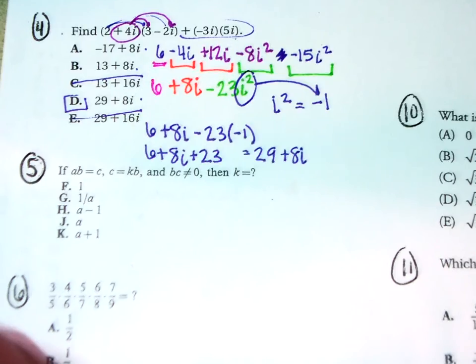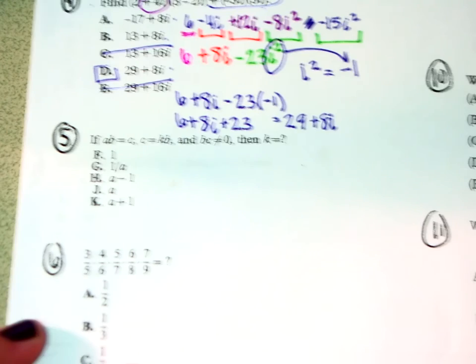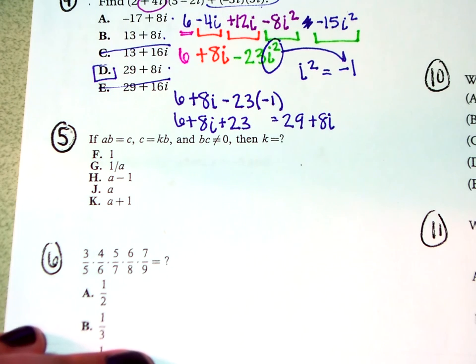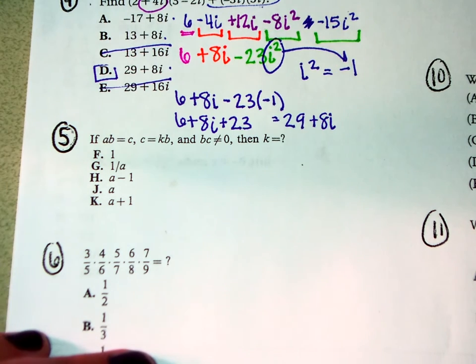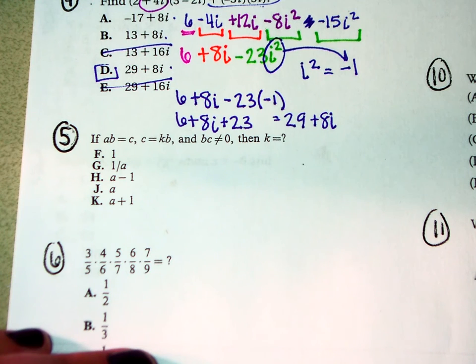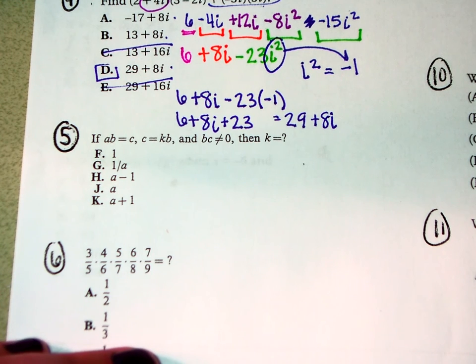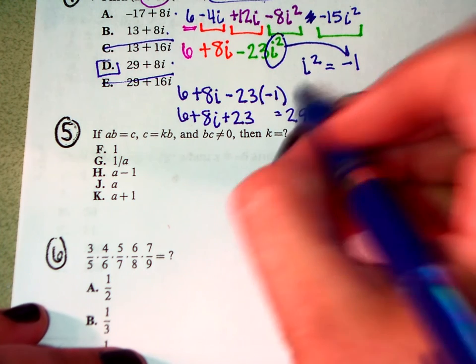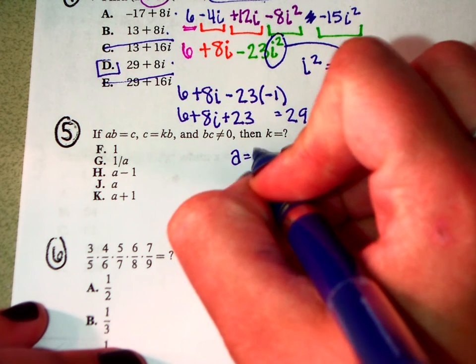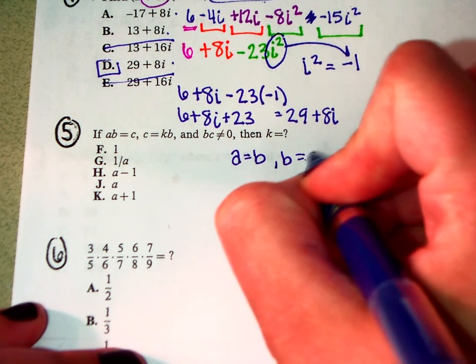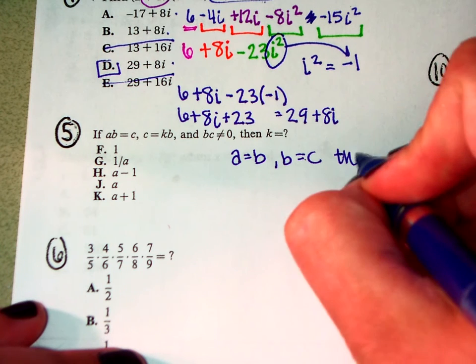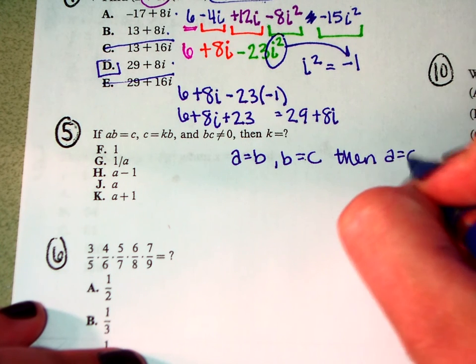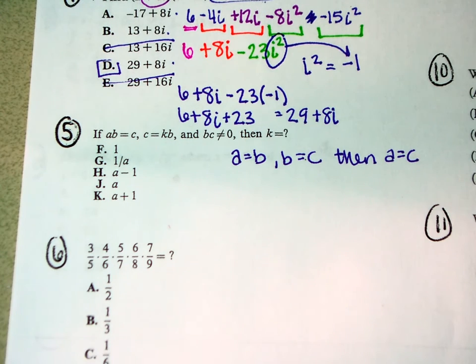All right, let's try number 5. AB equals C, and C equals KB. And BC does not equal 0. Then K equals what? All right, so back in geometry and the beginning of algebra, you learn about what's called the transitive property. The transitive property says if A equals B and B equals C, then by default, A has to equal C. This is just fancy substitution. The transitive property is just substituting.